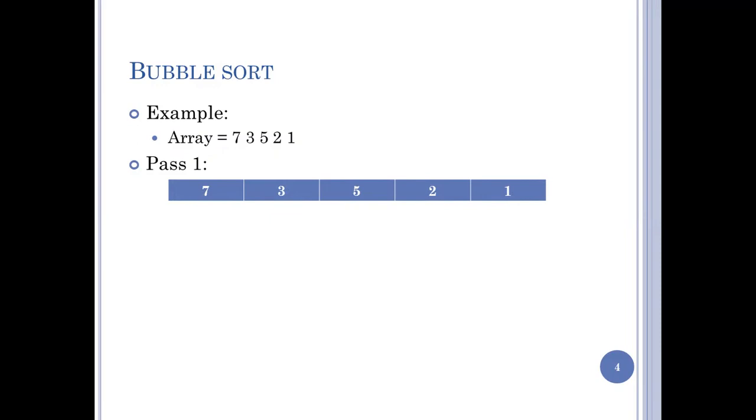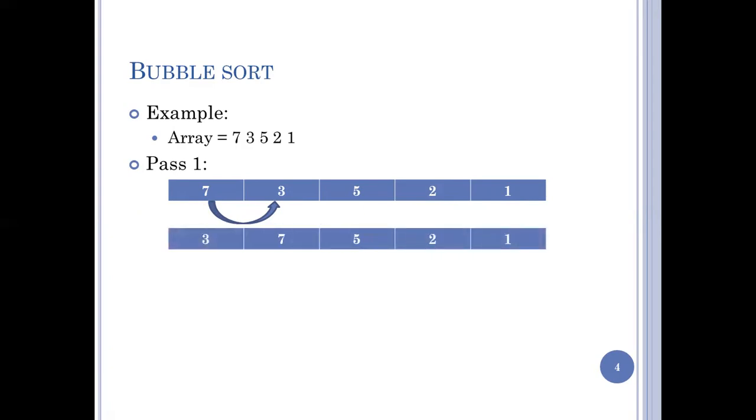The working is like this: we start with the first element and compare it with the other elements, and we try to move the greatest element to a corner. The first step is we compare the first two elements, 7 and 3. It is not in position, so they will be swapped. We call the procedure for swap, so 3 and 7 will be swapped.